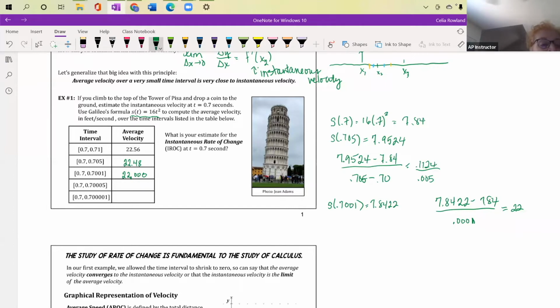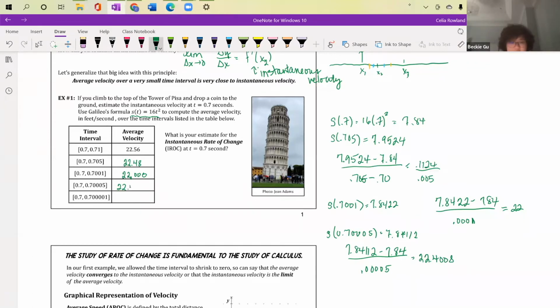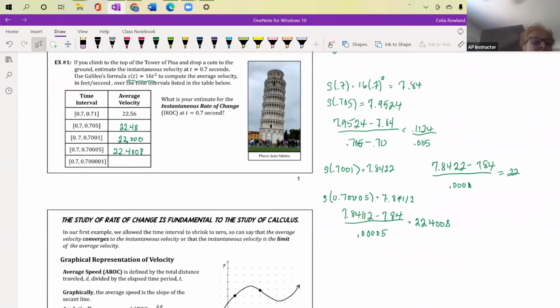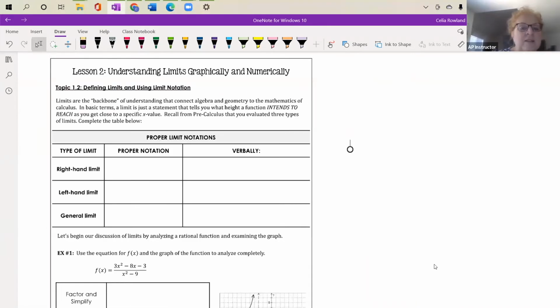So let's see, what's it going to be? So now I need to do S and I'm going to do 7 and then 3 zeros and a 5. Wow, 22. So here's how close this is. This is 22.4008. See how all the more exact it's getting? And so let me see if I can do this. So then we're going to come back in here.